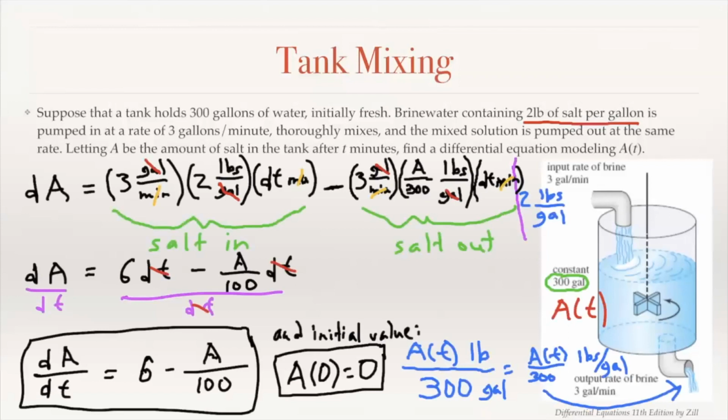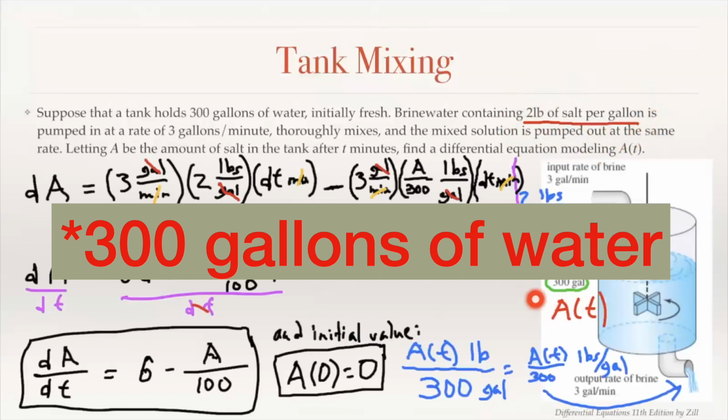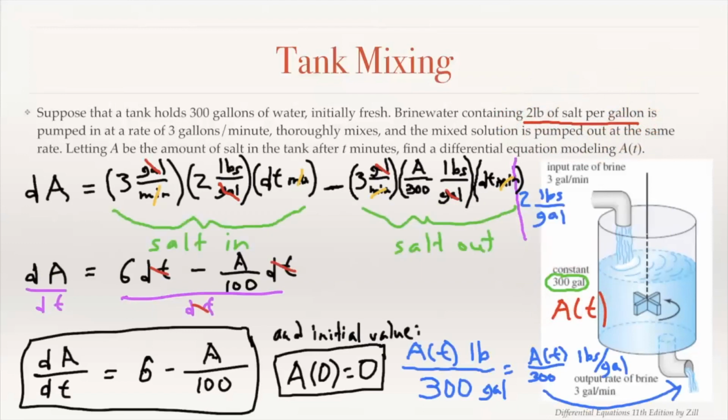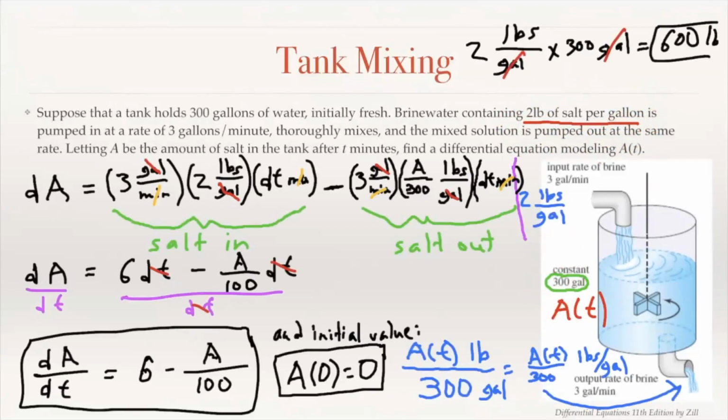Well, remember that the brine water contained 2 pounds of salt per gallon, and the tank has 300 gallons of water in it. So 2 pounds of salt per gallon times 300 gallons is 600. So indeed, it makes sense that it should be approaching 600 pounds of salt in the tank.